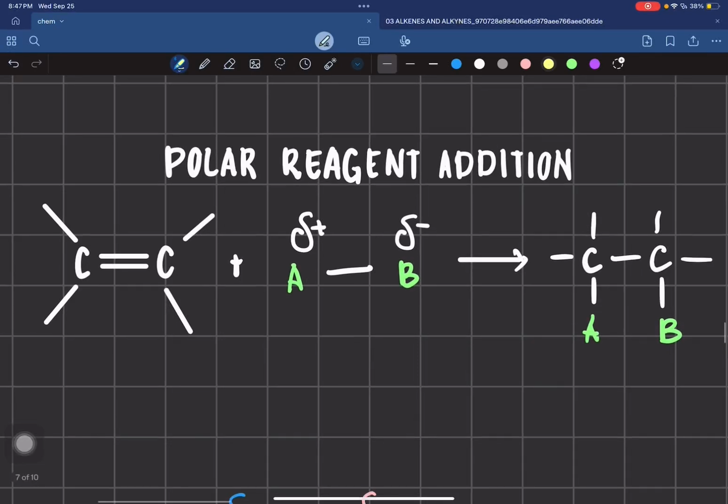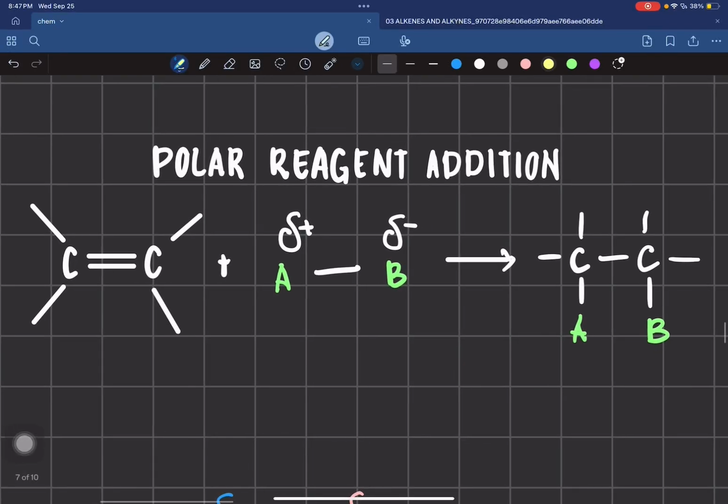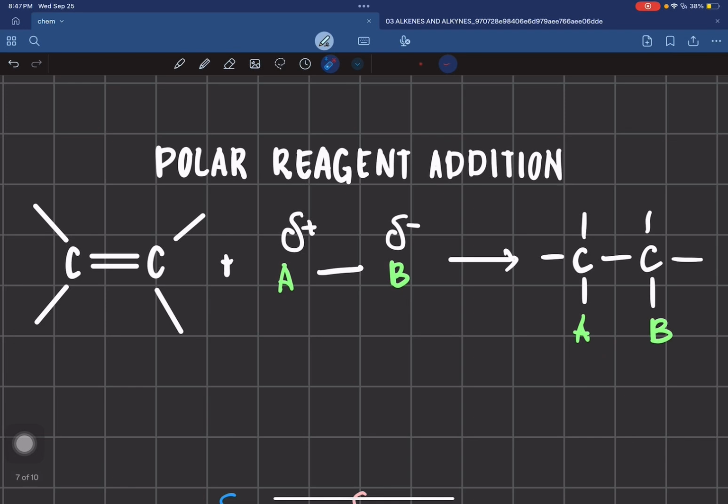Let's talk about polar reagent addition. So, polar reagent addition, as the name suggests, ay pagdagdag ng isang polar reagent. So, we can see here the simple illustration ng isang double bond. So, we know that double bonds have one sigma and one pi bond always.